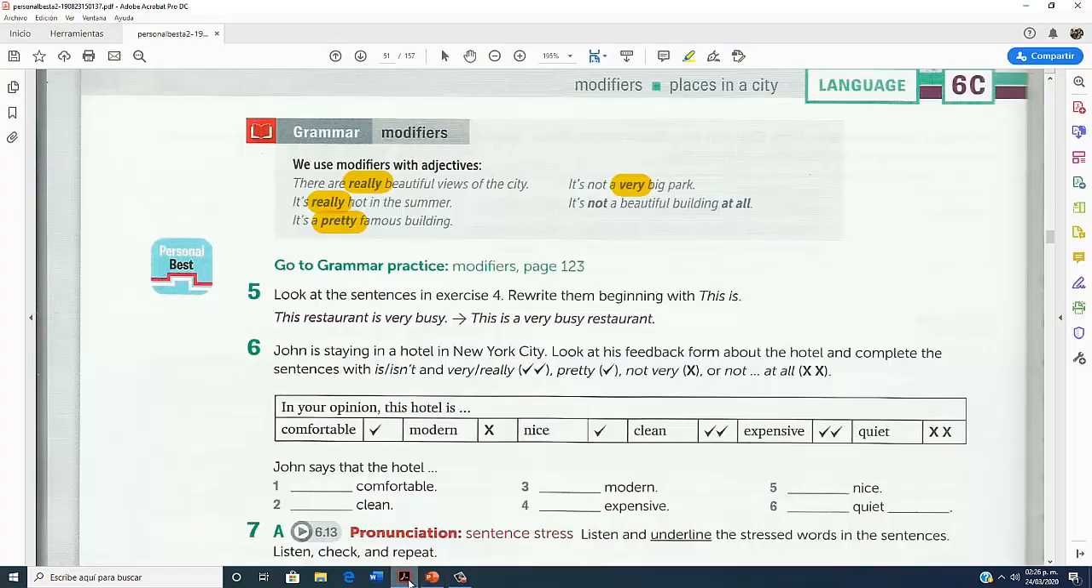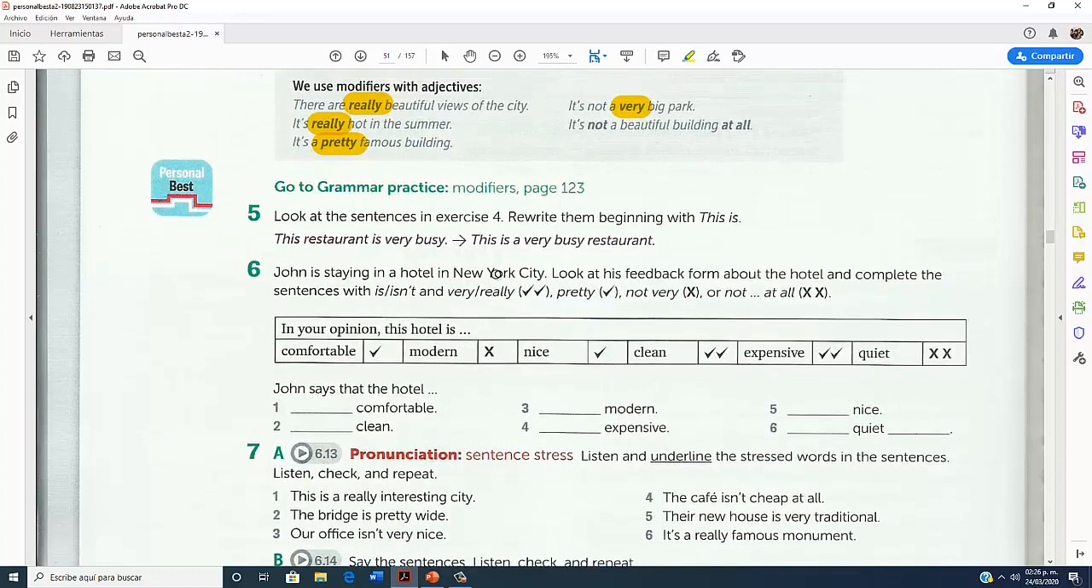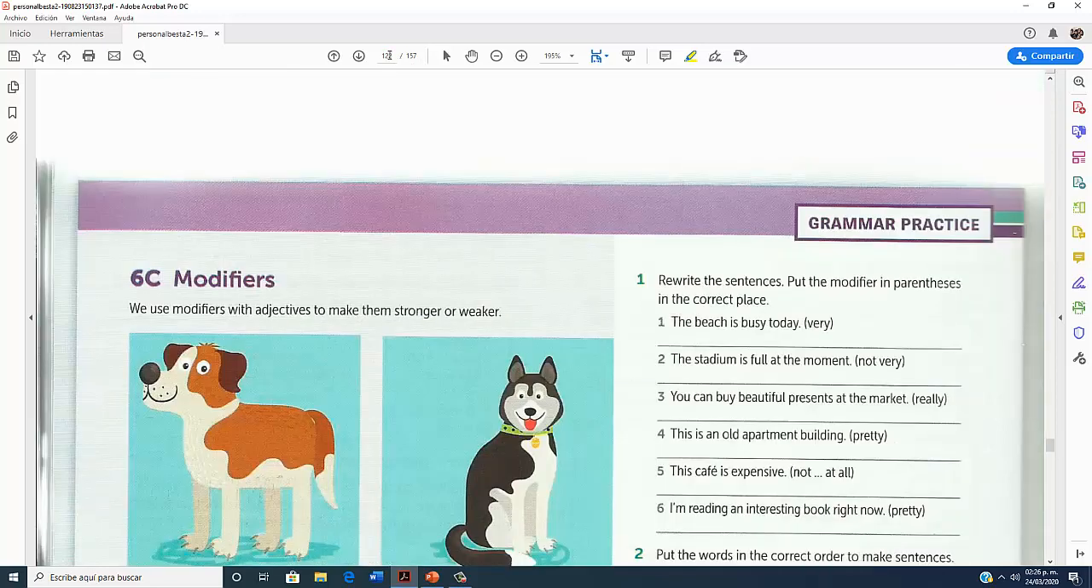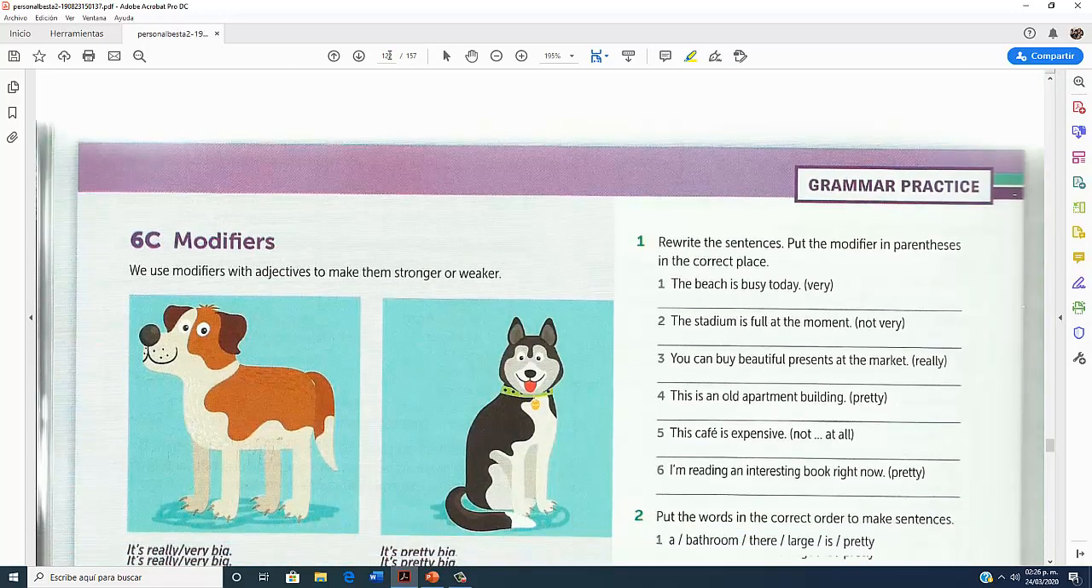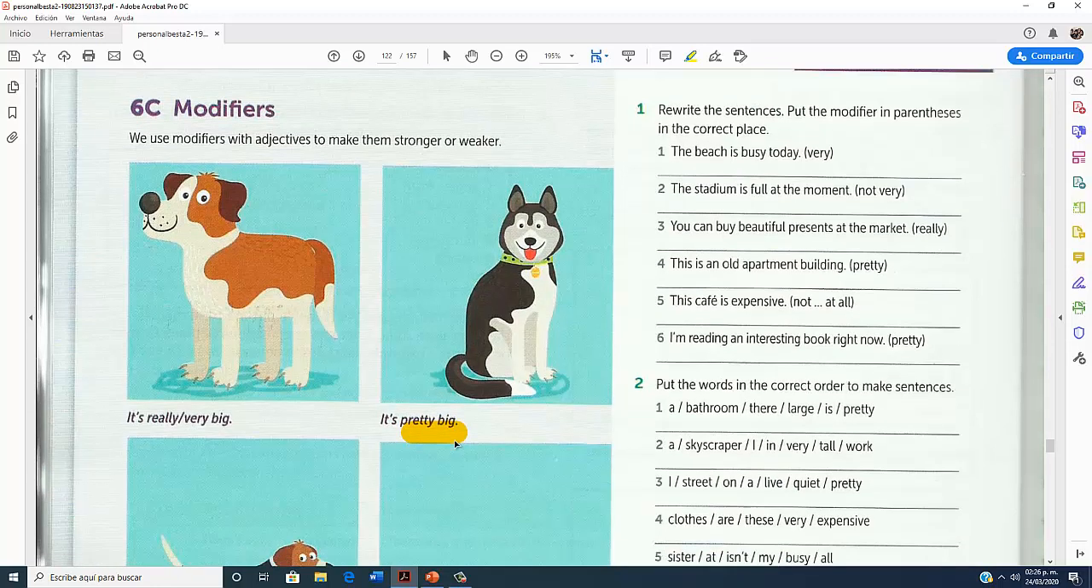So remember, we use those words, those modifiers, to change the intensity of the adjective. Okay, the intensity of the adjective. And here, I think we have some exercise on page 122. Page 122, modifiers. Oh yeah, look. We use modifiers with adjectives to make them stronger or weaker. Okay? You can say it's really big. Or it's very big. It's pretty big, you can also say. The second example.